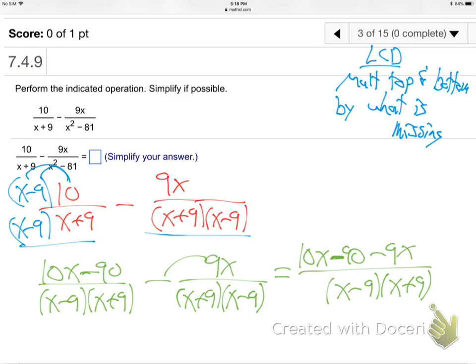Okay, can I simplify that? That's going to be 10x minus 9x, that's x, 1x, right? Minus 90 over x minus 9, x plus 9. That's as far as we go. We can't simplify that any further.